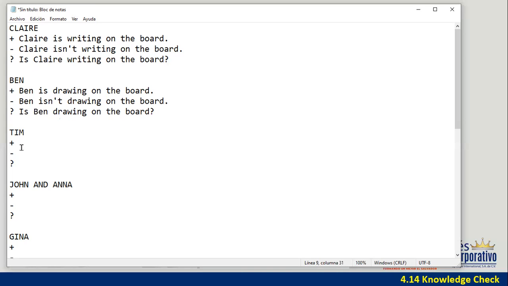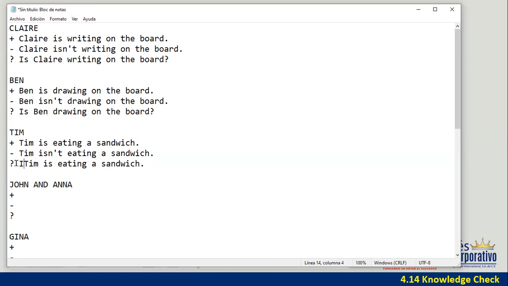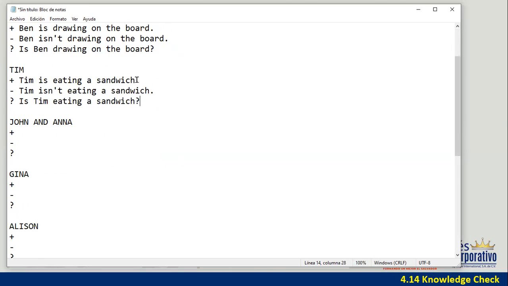Okay. What about Tim, guys? Tim is eating a sandwich, right? Yeah, at the table, but he's eating a sandwich. Esa es la acción, ¿verdad? Entonces, negativa nos quedaría: Tim isn't eating a sandwich. Pregunta: Is Tim eating a sandwich?